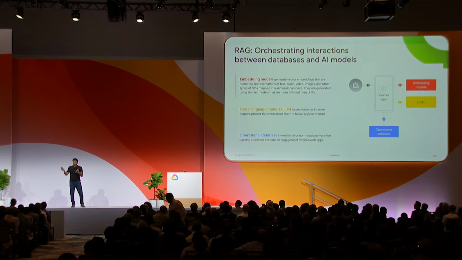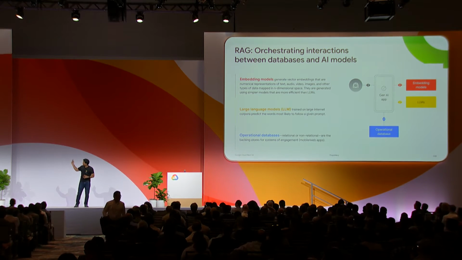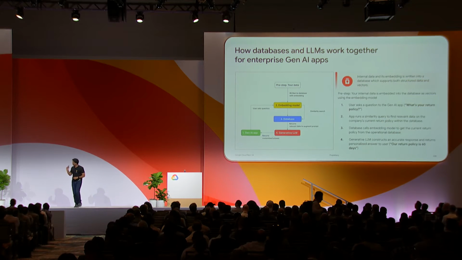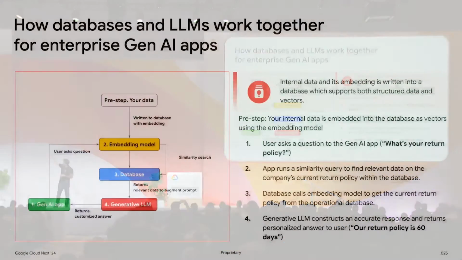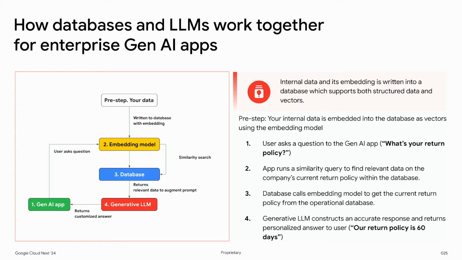So we took everything into account over here: embedding models, LLMs, application, and database. Let's walk through an example. Now I have a query that comes in. Before that, we've already prepped it. My prep step, I already covered in the last two slides. Your internal data is basically embedded in the database as vectors. Now let's assume a query comes in. A user asks a question to the GenAI application. The GenAI application, you could typically run it on Cloud Run. It provides frameworks like LangChain. It also has an HTTPS endpoint.